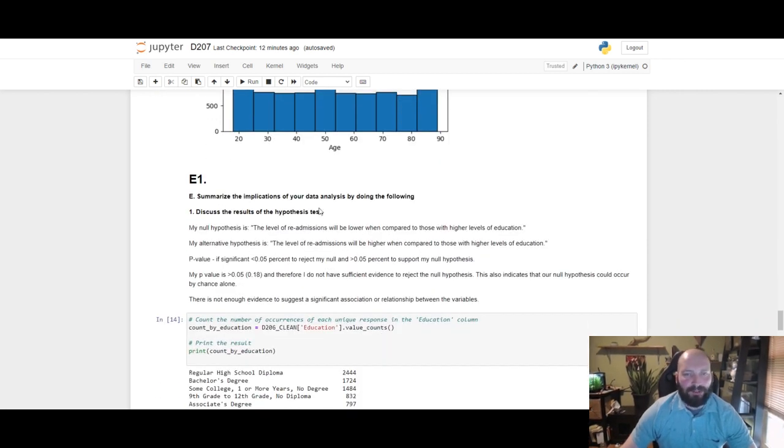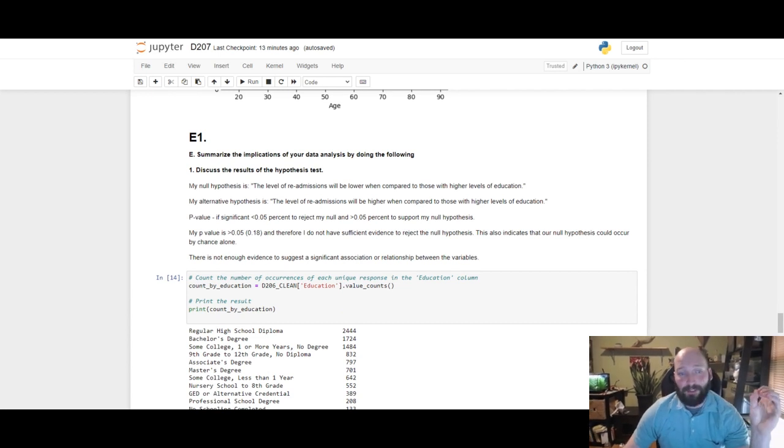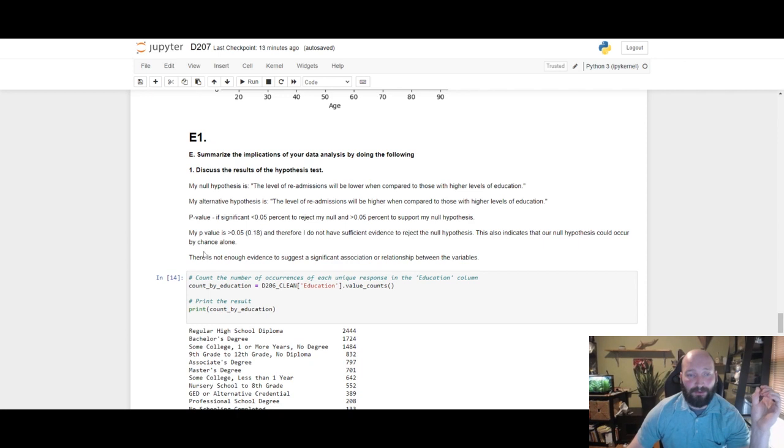E1, summarize the implications of your data analysis by doing the following. So discuss the results of the hypothesis test. So my null hypothesis, the level of readmissions will be lower when compared to those with higher levels because of our p-value. I don't have sufficient evidence to reject the null hypothesis. However, this association could have happened purely by chance. So that's a problem.